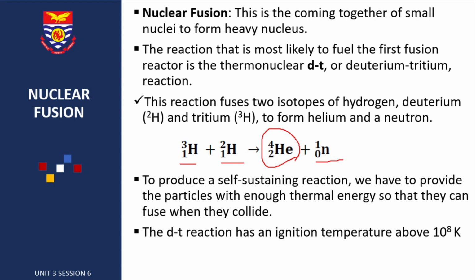Each fusion reaction is characterized by a specific ignition temperature, which must be surpassed before the reaction can occur. In a hydrogen bomb, for instance, a fusion reaction produced by a small atomic bomb is used to heat the content to the temperature required to initiate the fusion. And this is basically what happens in the atomic or the hydrogen bomb.